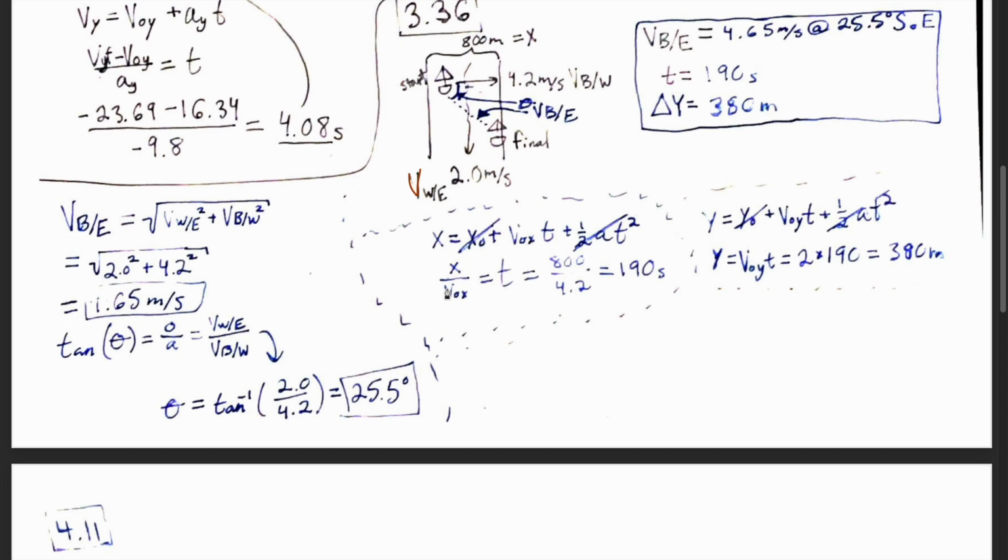A man steers a motorboat across the river, right? But I wrote it as a sailboat. His velocity relative to the water is 4.2 meters per second. So his velocity, the velocity here of the boat relative to the water, that's what this means here. V, B/W, velocity of boat relative to water, is 4.2 meters per second.